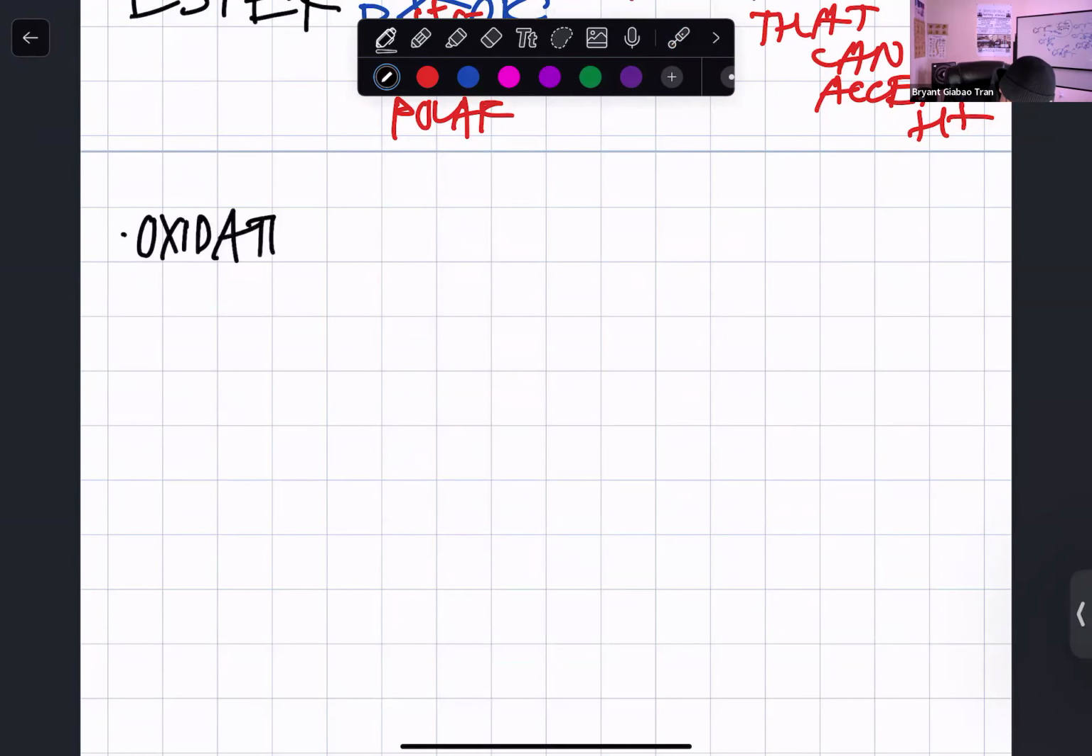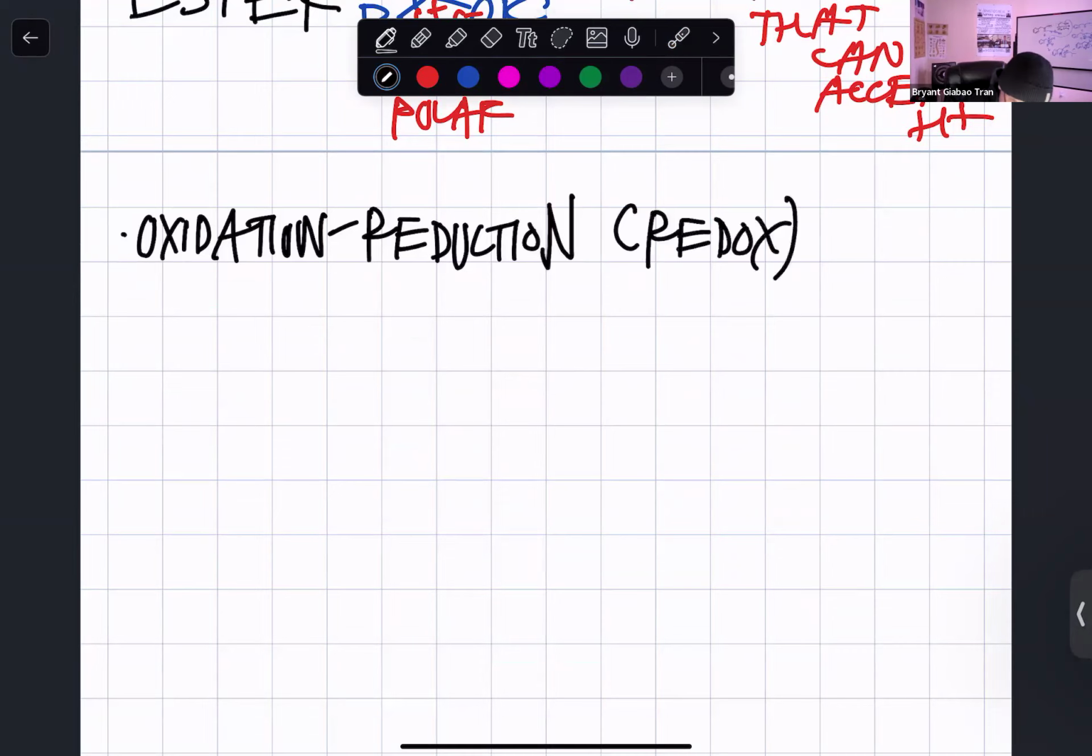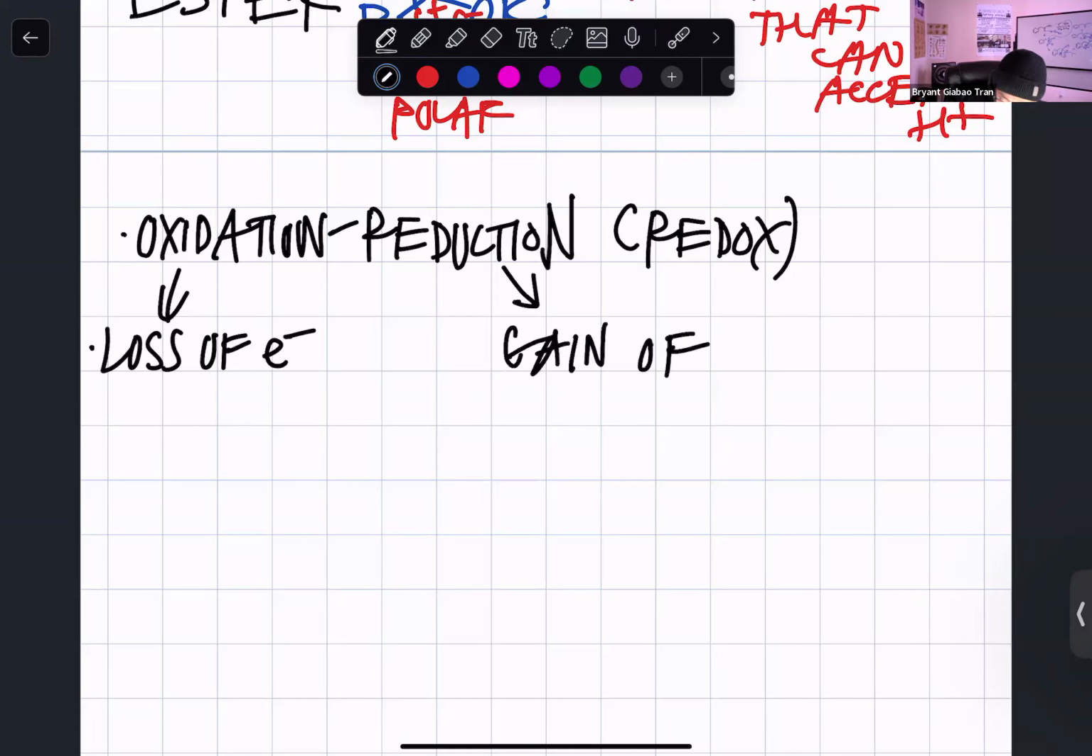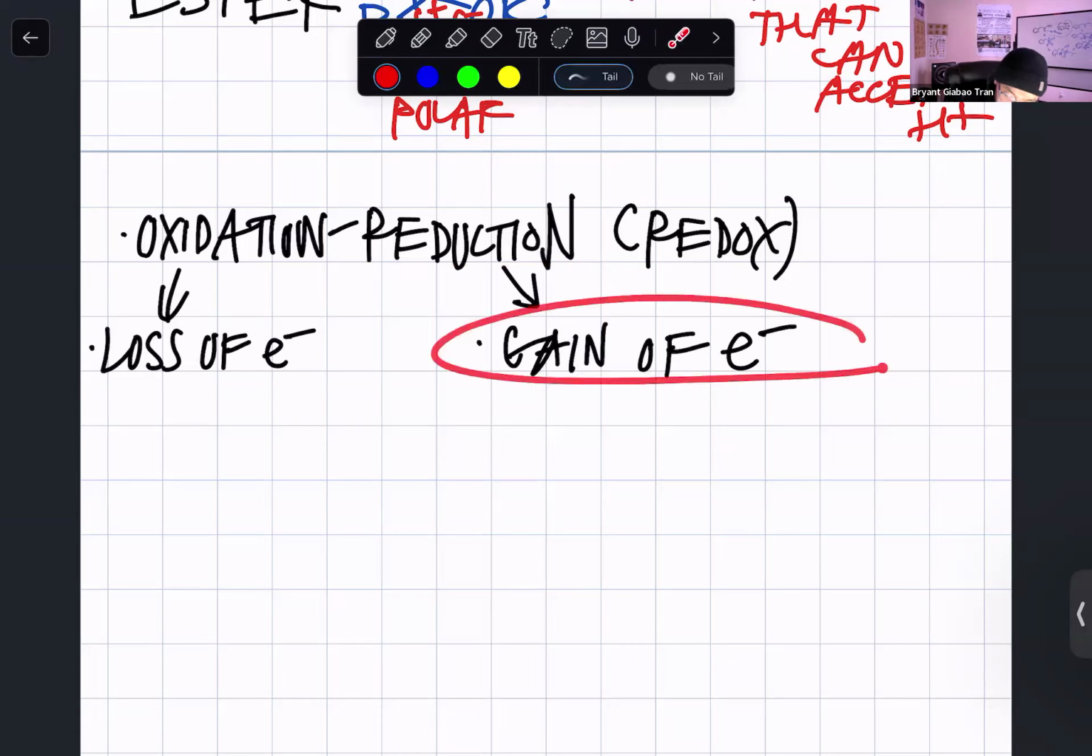Okay, now let's talk about pairs of electrons, where the first pair of electrons that we are going to talk about is oxidation reduction reactions or redox reactions. So oxidation is going to talk about the loss of electrons, whereas reduction is going to be talking about the gain of electrons. So this might seem counterintuitive because reduction, you think of reduced, right? Because that's part of the name. So you think of losing something.